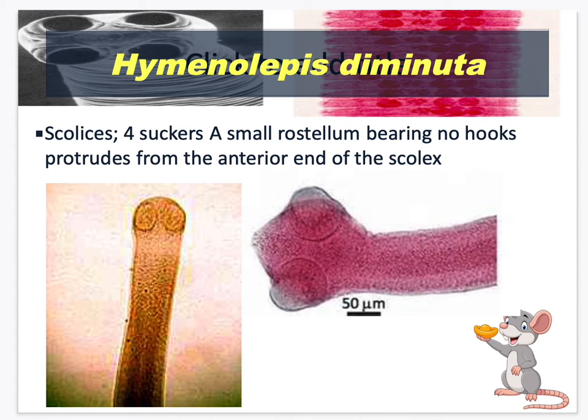And the scolex, they have 4 suckers, and you have to take note, they have a small rostellum bearing no hooks that protrudes from the anterior end of the scolex.